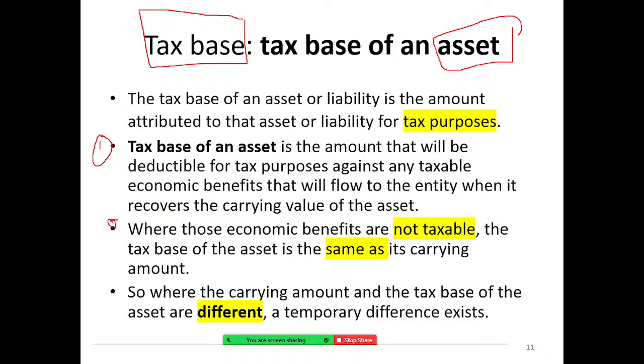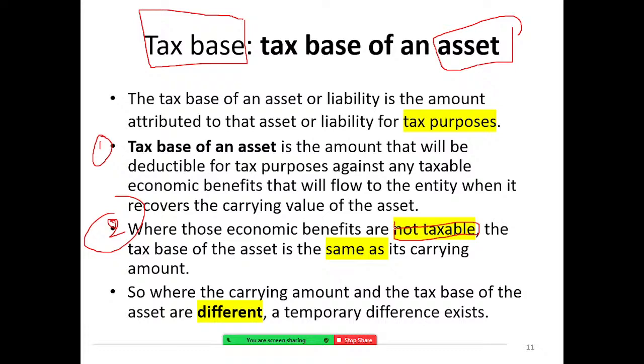And the second point: where those economic benefits are not taxable. For example, some assets are not taxable. For example, tools. Are there any capital allowances for tools? Have you studied taxation? No? So there are some assets for which there are no capital allowances.